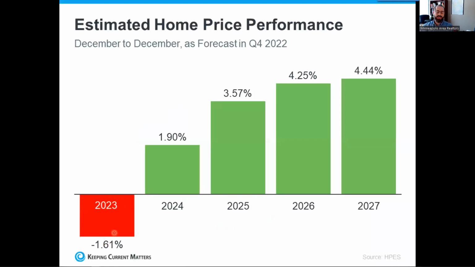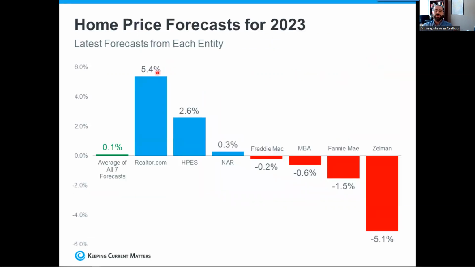All right, home price performance moving forward, guys. They're saying minus 1.6 this year. We already had a minus 1.3. They're thinking next year, maybe 2. Year after, maybe more like 3, 4, maybe getting up to 5s and 6s in the coming years. Home price forecast for this year, average of all these forecasts is about 0.1%. That's flat, you guys, right? That's flat. Realtor.com, a little optimistic, and then our friends at Zelman and Associates, a little bit bearish.